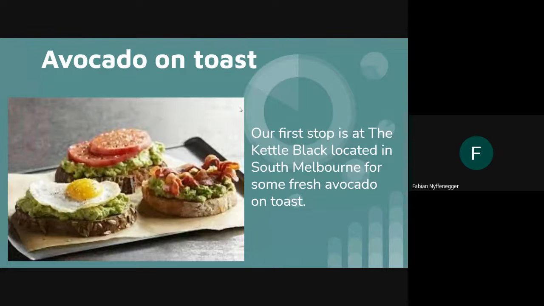So we got our hands on some fresh avocado on toast that is made from organically grown and selected avocado fruits, which make the dish that much healthier. And before making a stop at the Kettle Black, we also looked at some of the reviews, where there were many good reviews on the avocado on toast served here. And let me tell you that the avocado on toast did not disappoint.